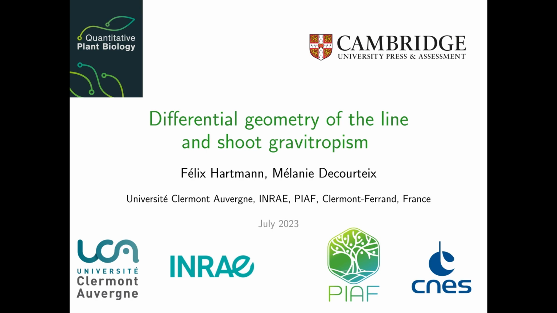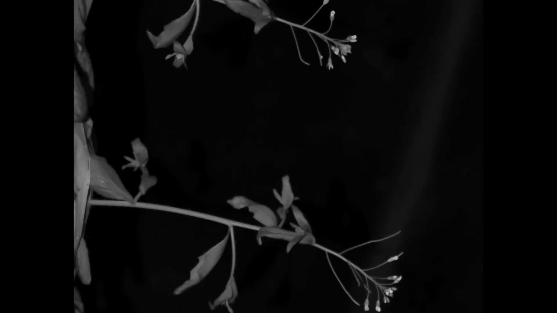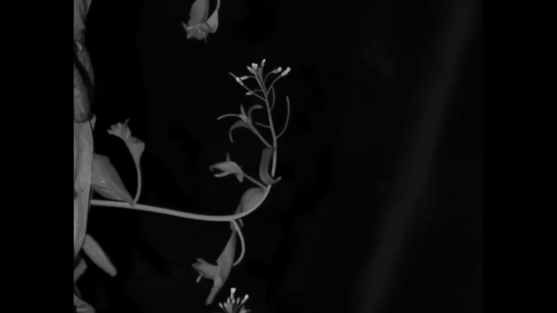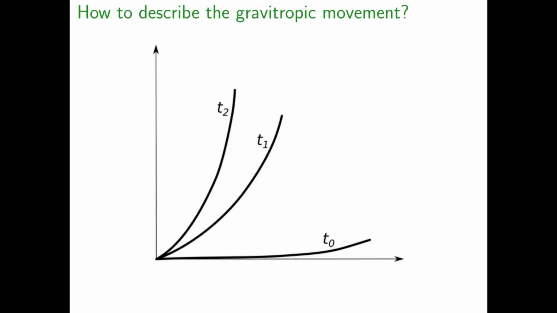Today we will show you how differential geometry can be useful to describe the gravitropic motion of a plant organ. We will take the plant stem as an example. After a plant stem has been tilted horizontally, it bends upward to restore its vertical position. How can we quantitatively describe this gravitropic movement?